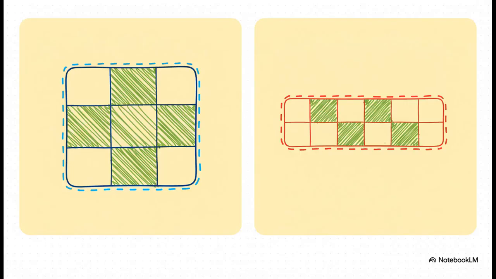Well, the answer is a big, fat no. They can be different. And here's the proof. Check this out. Both of these shapes have an area of 9 square units. But look at their perimeters.